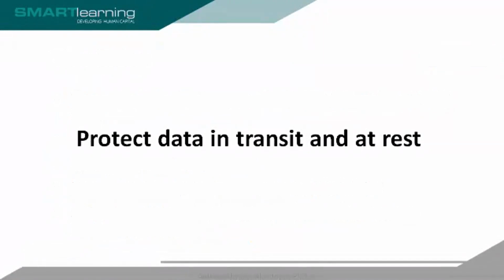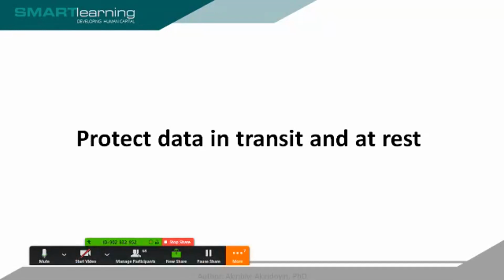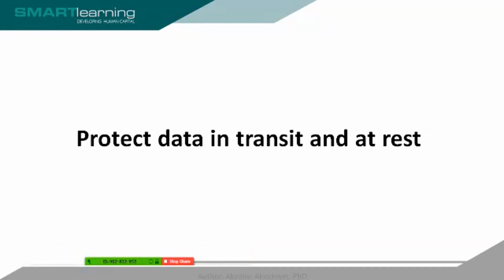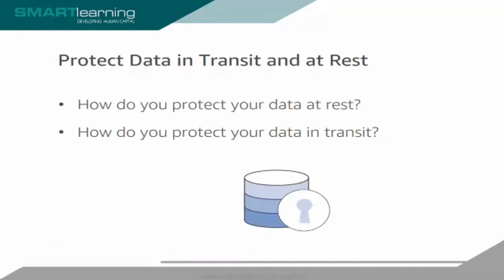So how do you protect data in transit and at rest? Within the AWS environment, largely you have your data at rest. But when you make API calls to this data, it has to transit from one point to another. Even while in transit, you have to protect your data. Even while at rest, you have to protect the data. So what do you do to protect this data? The question is, how do you protect your data at rest, and how do you protect your data in transit?